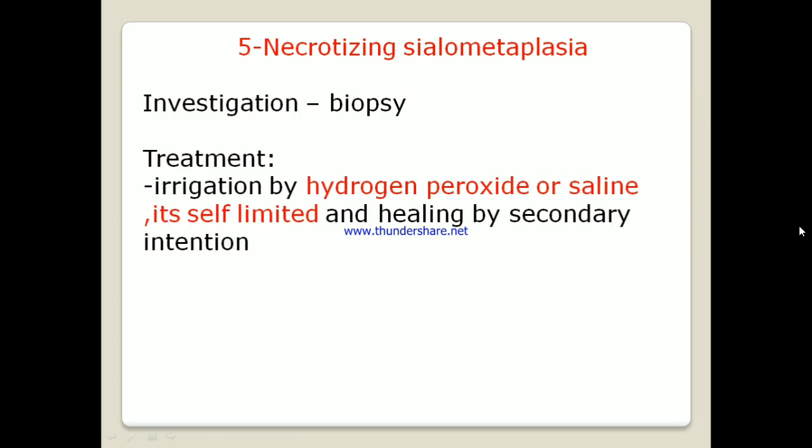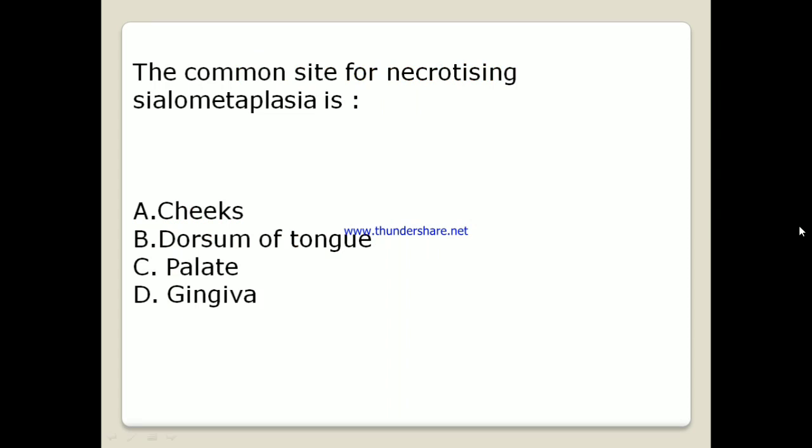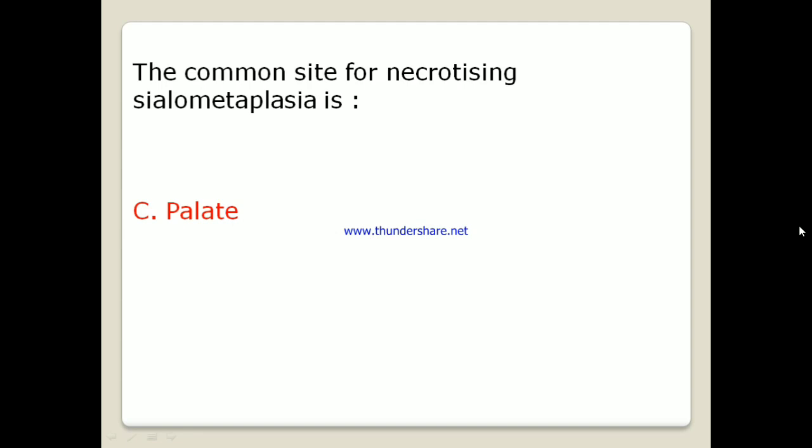Seen posterior in hard palate. Necrotizing sialometaplasia. Investigation, biopsy. Treatment. Irrigation by hydrogen peroxide or saline, self-limited and healing by secondary intention. The common site for necrotizing sialometaplasia is: A. cheeks, B. dorsum of tongue, C. palate, D. gingiva. The common site for necrotizing sialometaplasia is C. palate.